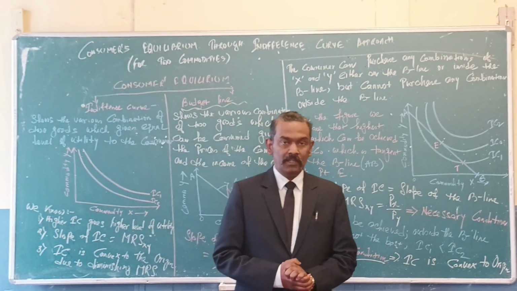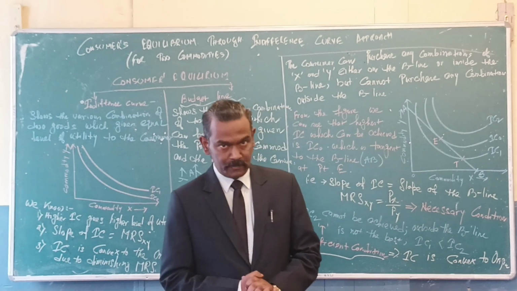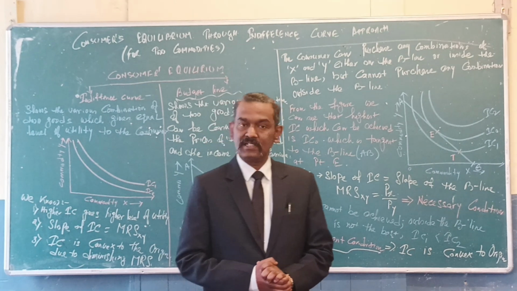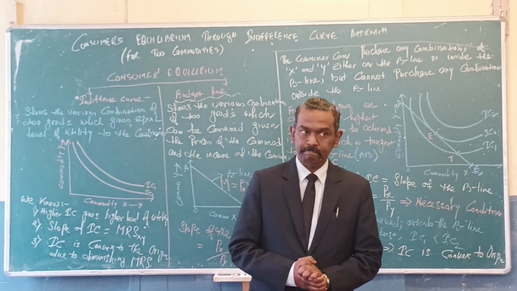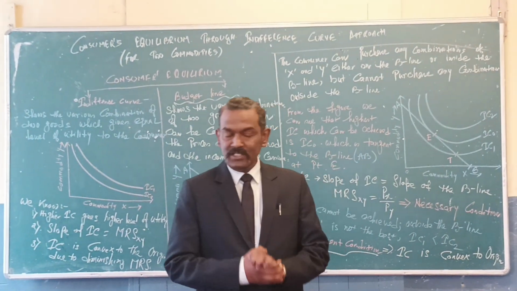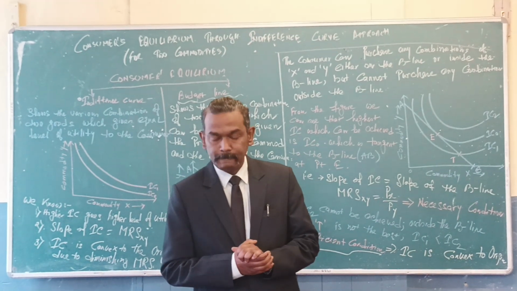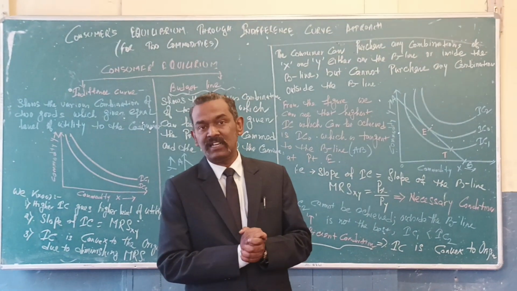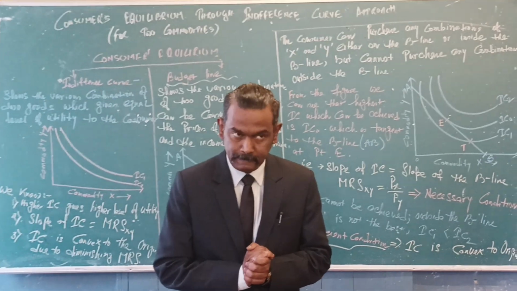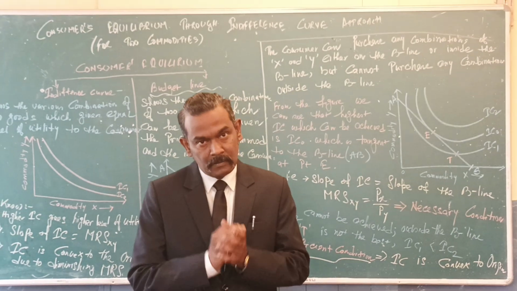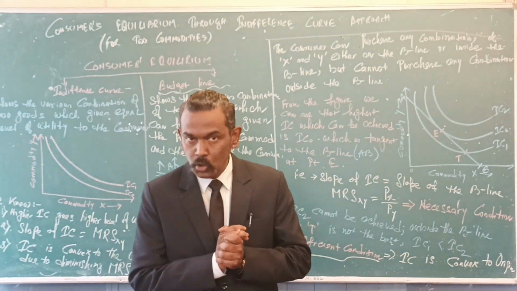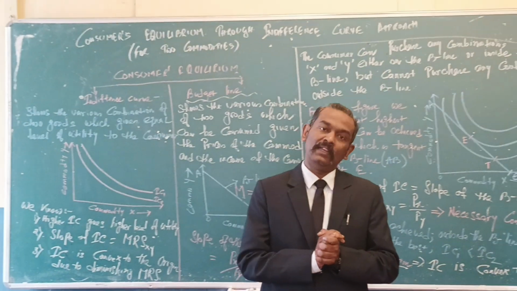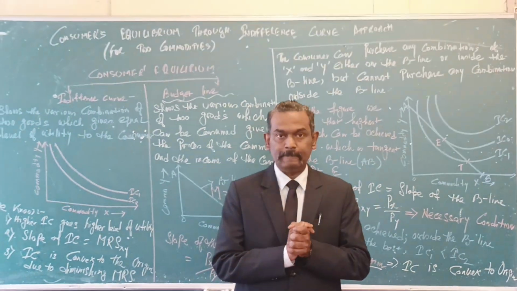Today, in my lesson, I will try to explain the consumer's equilibrium through the indifference curve approach. What is the main aim of the consumer? The main aim of the consumer is to maximize his utility while consuming two goods, given the price of the commodities and given the budget line.